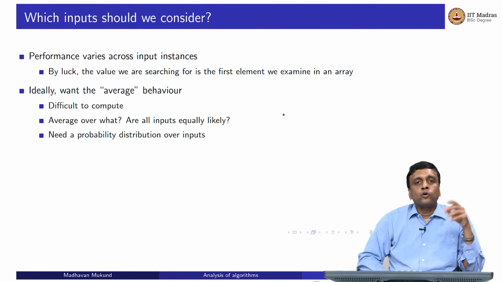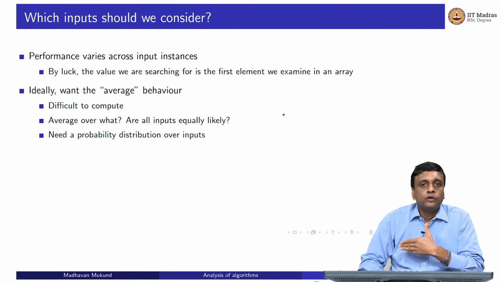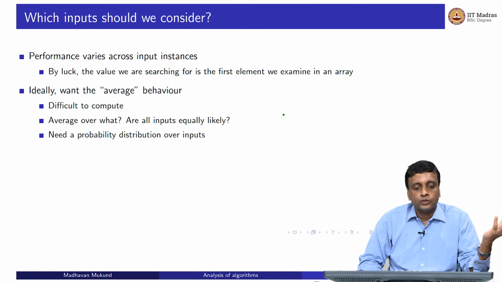So ideally, of course, we don't want to look at these extreme cases, these extreme good cases in particular, and be very optimistic about our algorithm. What we would like to know is, if I try out different inputs, what's going to be the typical behavior across the different inputs. So we would like some notion of average behavior. On an average, how does it do?